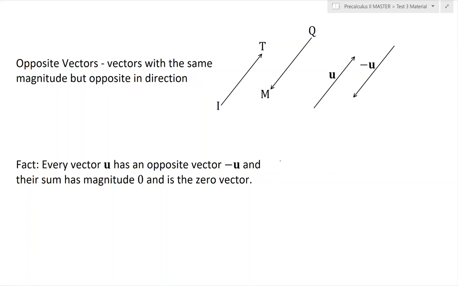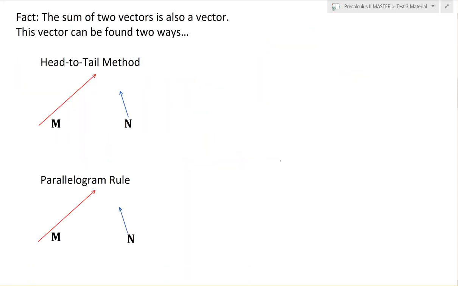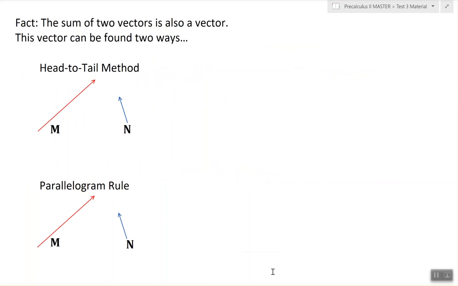A fact is that every vector u has an opposite vector, negative u, and their sum has a magnitude of 0 and is the 0 vector. Another fact is that the sum of two vectors is also a vector, and the vector that results from these can be found two ways.